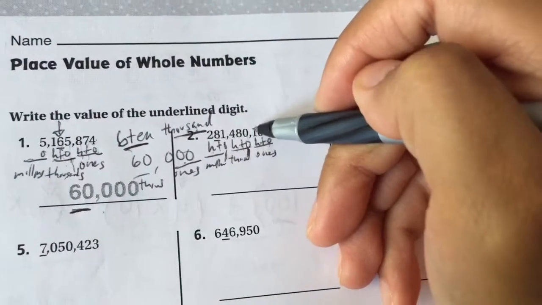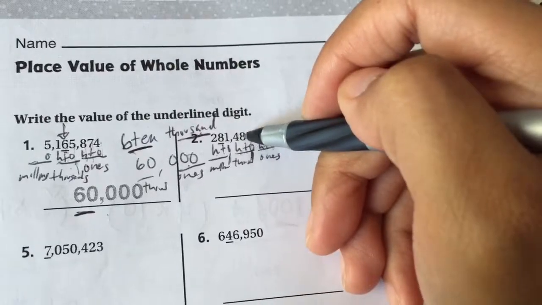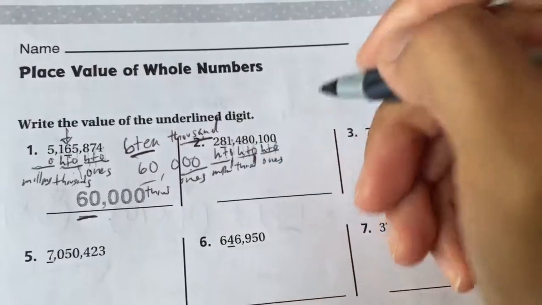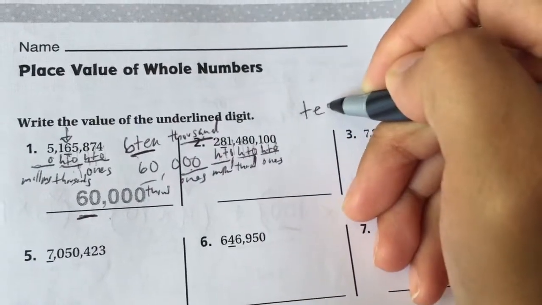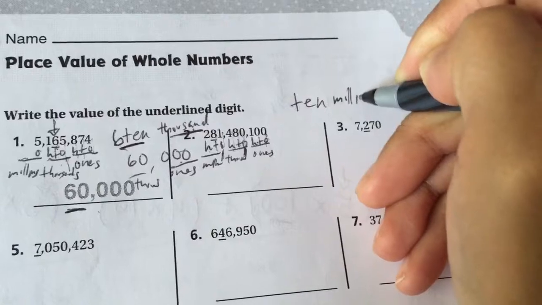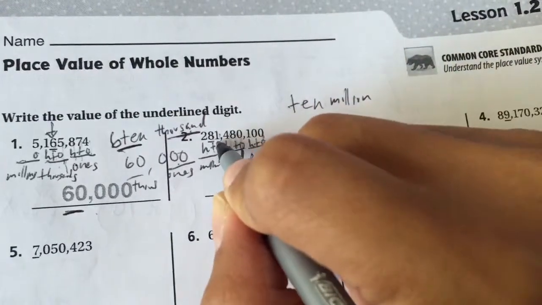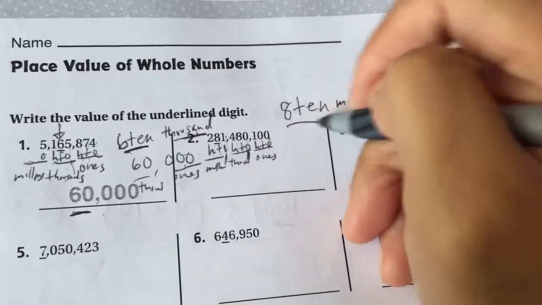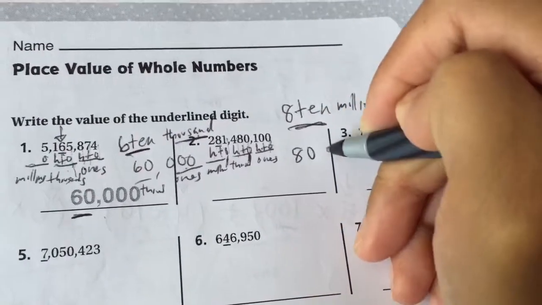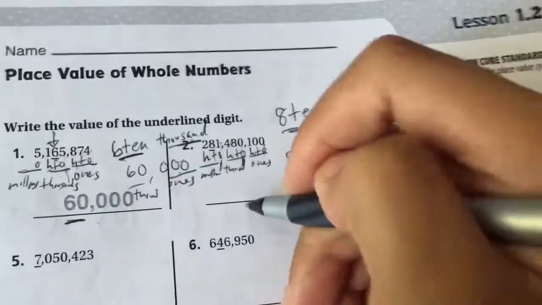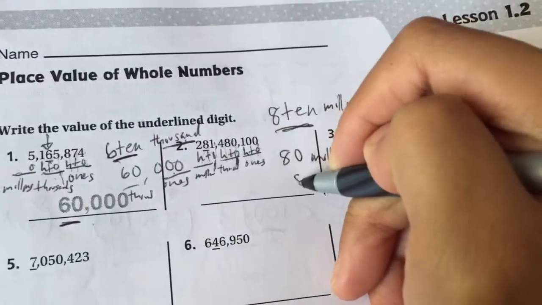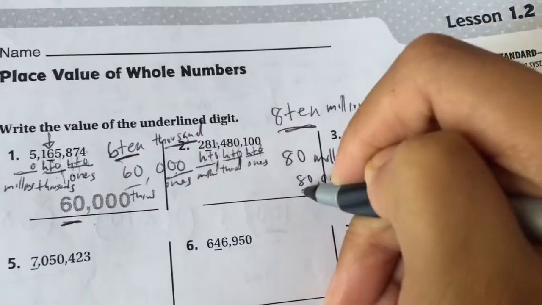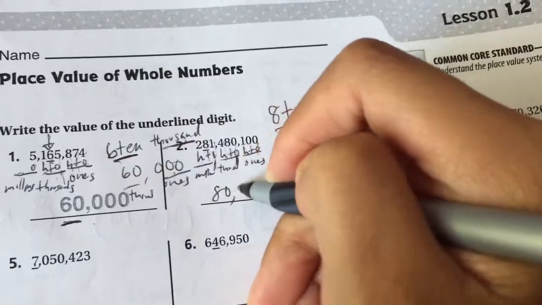Ones, tens, hundreds, thousand, 10,000, 100,000, million, 10 million. Okay, we're thinking about 10 million here. And what's in the 10 million? The 8. What does 8 10 million look like? 8 tens is 80 million. And we just draw 80 million out. So it's 80, and then you have the thousands period, and then you have the ones period. So your final answer is 80 million.